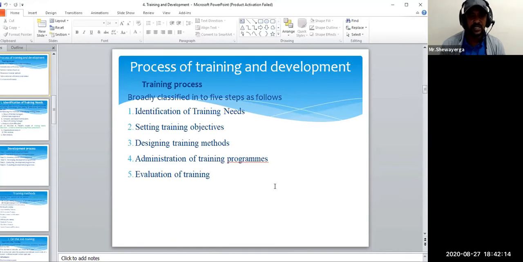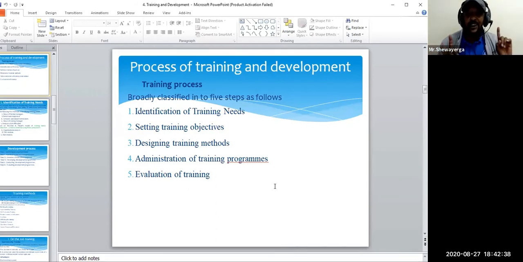Then the next step is administration of training program: manage, follow, and control the whole training process. That is the fourth stage or step of training, administration of training programs. Then comes evaluation of training, whether that training is effective or not.